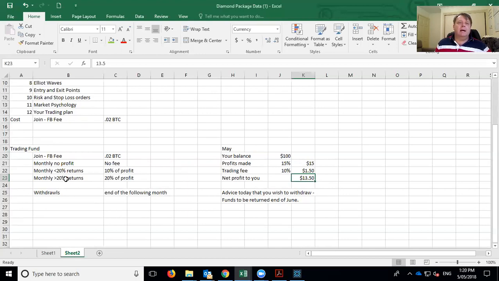If we got more than 20% returns in the month, think about that for a second, more than 20% return in a month, then my cut is 20%. So in this scenario, let's say we made a 30% return, which means you made $30 profit. My portion is 20%, which means my profit is $6, which means you walk away with $24, or 80% of the $30 made. So that's basically how the fees work.